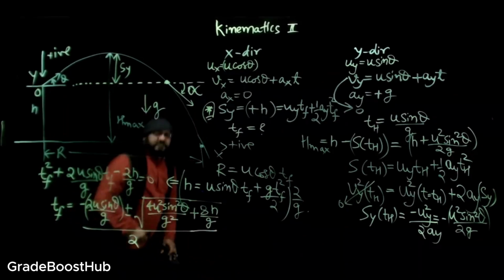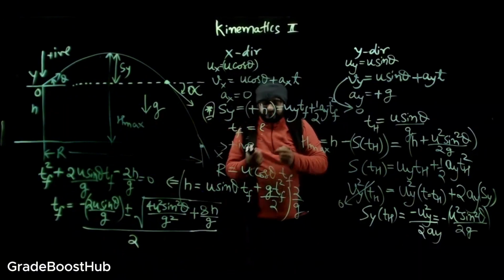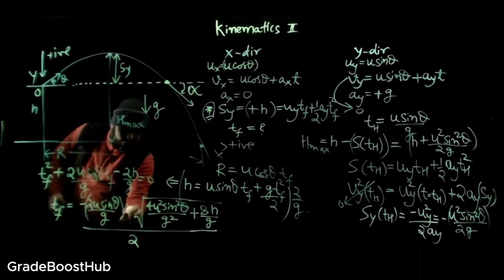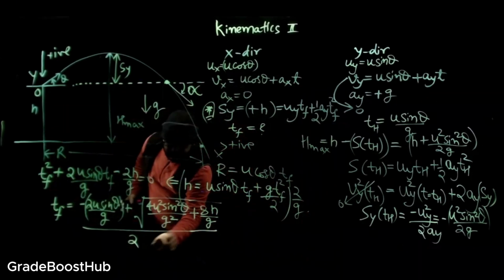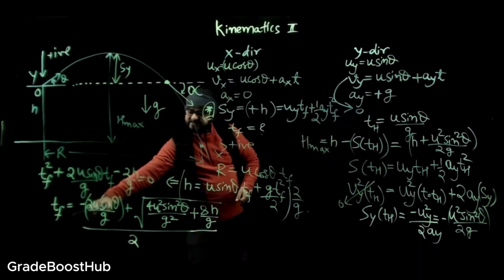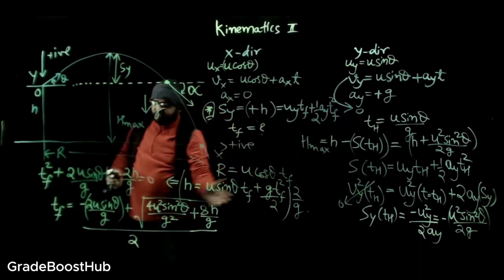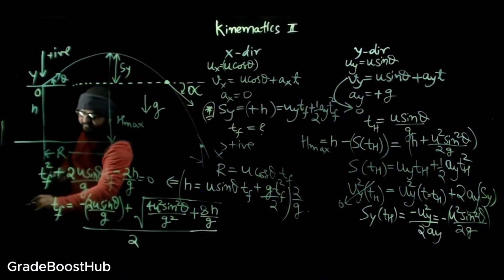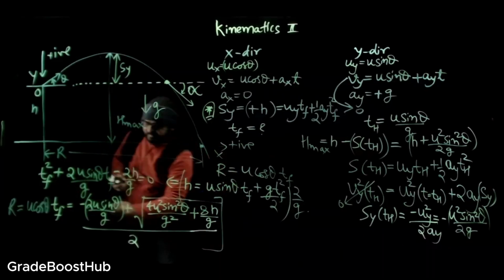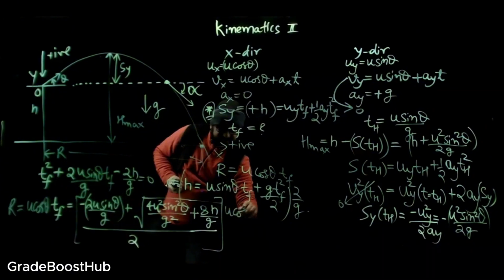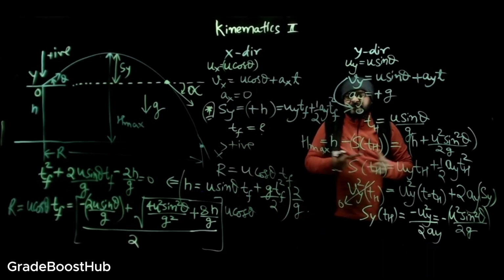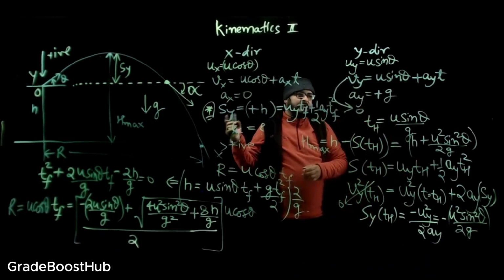Okay, now you can clearly see the time has to be positive, right? So the negative root will go away. And so your time of flight is this. Now you just have to multiply this term with u cos theta. So range will be u cos theta, entire thing times u cos theta. Right? Is this clear? So you never have to remember things if you can solve with the set of logic.